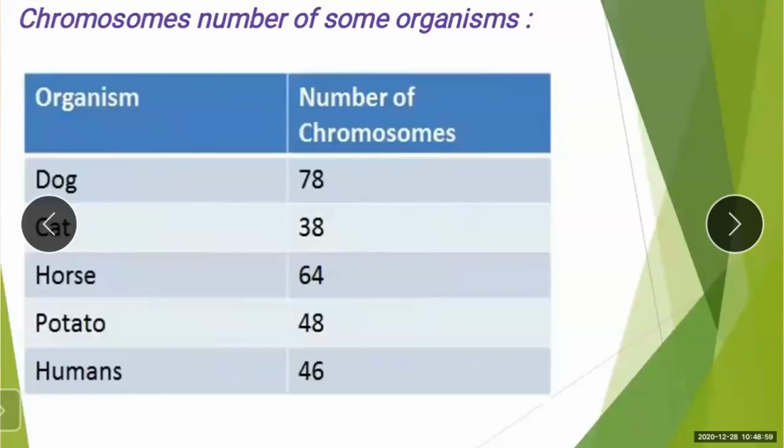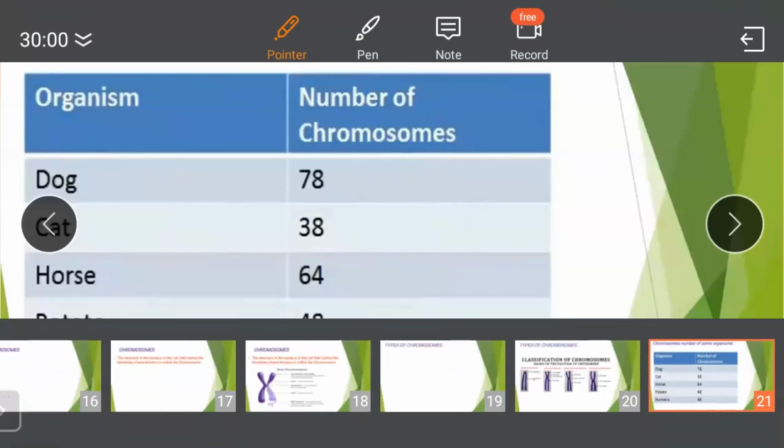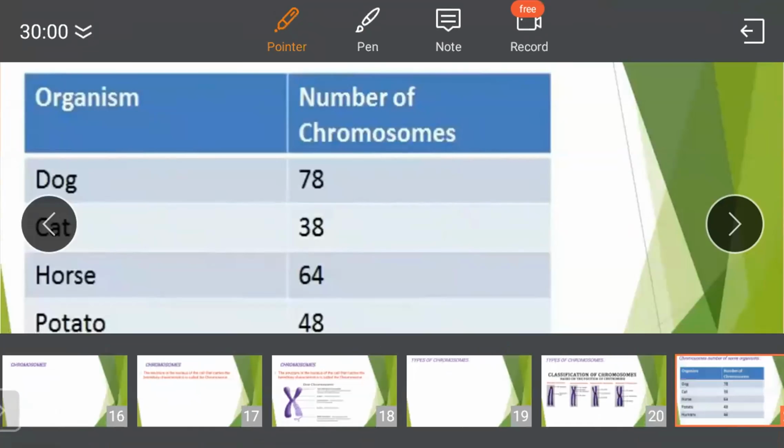Understand? Up till here, this is all about the chromosome number of some organisms. But now we can see that based on the position of the centromere, chromosomes are categorized into four types: metacentric, submetacentric, acrocentric, and telocentric.